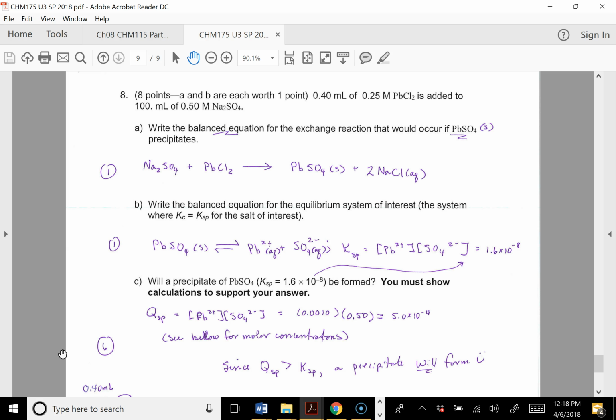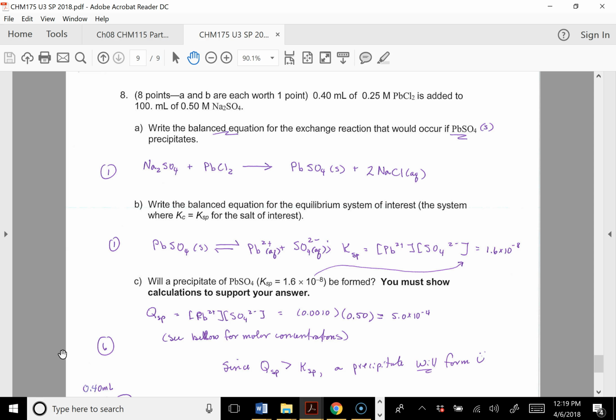And I actually go ahead and tell you that your lead-2 sulfate is going to precipitate. So one solution had sodium sulfate, one solution had lead-2 chloride. We have the cation and the anion switch partners, so you end up with your lead-2 sulfate and your sodium chloride after the exchange of partners. Exchange reaction happens. And I asked for balanced, so of course to balance it for your NaCl's, you're going to put a coefficient of 2 in front of that.